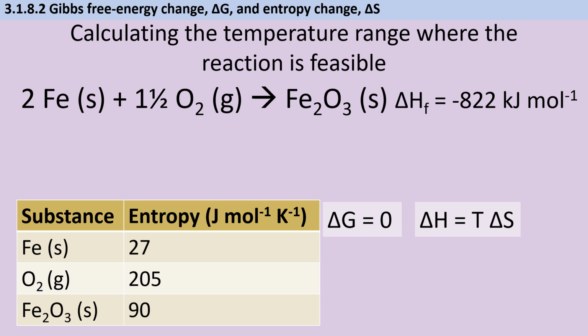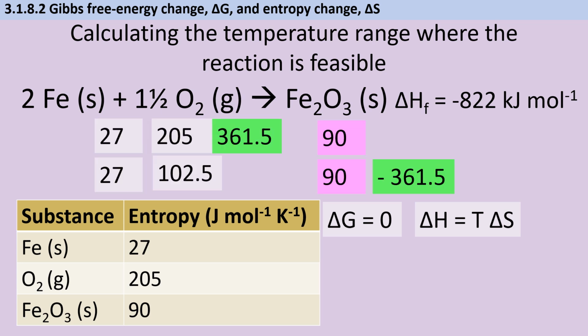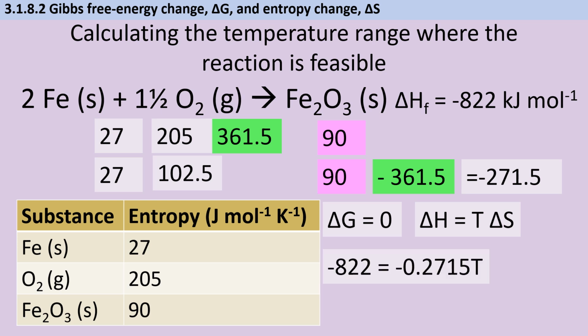So we work out entropy in exactly the same way as we did before, bearing in mind that we're then going to have to take that value and convert it into kilojoules per mole per Kelvin, so divide by 1000, and then we can plug this into our equation. So we're looking for the point at which minus 822 is equal to minus 0.2715 multiplied by T, which is the temperature in Kelvin. If I solve that, I'm going to get an answer of 3068, and I can say that this reaction is going to be feasible all the way up to that temperature.